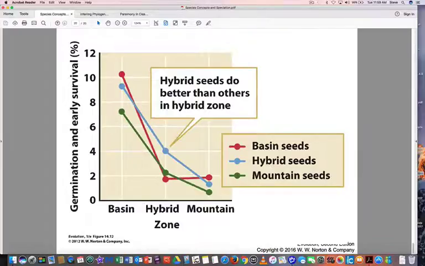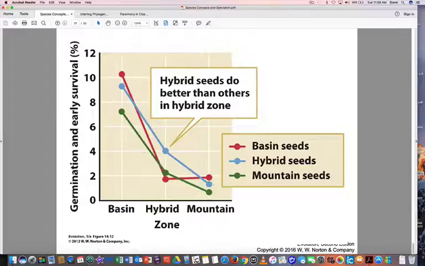Okay, so let's look at what happens when they grew basin, hybrid, and mountain seeds and germinated them in the basin environment. Which one had the highest fitness? Well, basin seeds had much higher fitness than the hybrid seeds and much, much higher than the mountain seeds. So again, this is an example of what we would call local adaptation. That basin seed does best in its local environment, the one it's accustomed to and has evolved in, and natural selection obviously favors germination and early survival in that sort of drier environment.